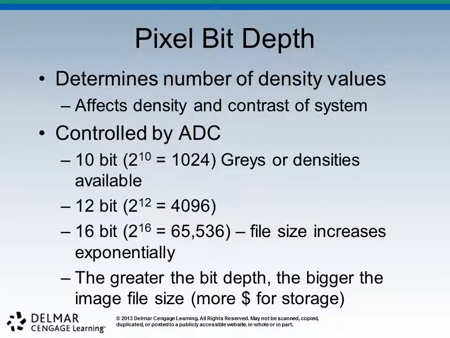All right, so 10-bit depth, 1024 grays. Would you ever have to know this? Probably not for me, but possibly on the registry. The ADC gives us our bit depth, so a 10-bit depth gives us 1024 possibilities of grays available. 12-bit, notice we haven't gone up that much, it quadruples. See that? 16-bit, 65,000. Bigger, bigger, bigger files. The greater the bit depth, the bigger the image file size, the more money, here's your data again, for storage.